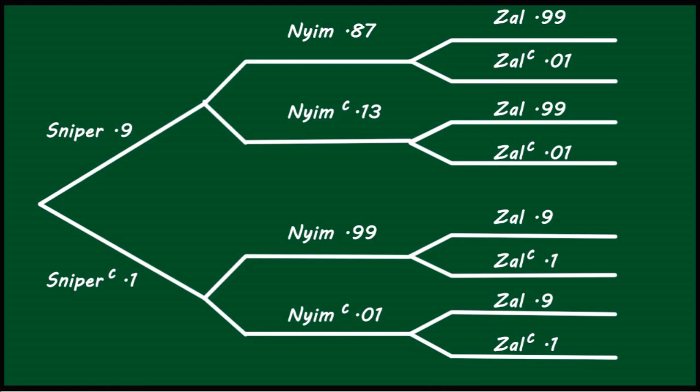With Mr. Sniper at his desk, they're going to be in order 0.87 and 1 minus 0.87, 0.13. And this branch, where Mr. Sniper is not at his desk, will make your chances 0.99 and 1 minus 0.99 equals 0.01. So with Mr. Sniper at his desk, your chances are 0.99 and 0.01. While Mr. Sniper is roaming around, your chances are 0.9 and 0.1.